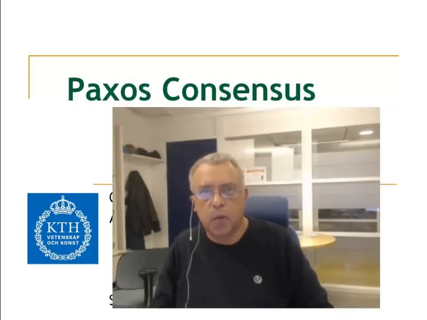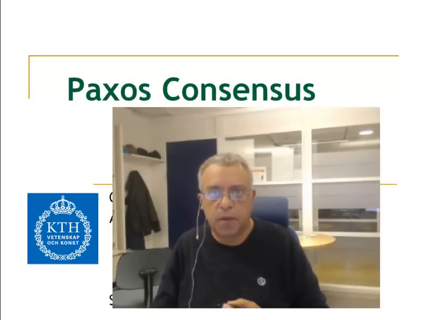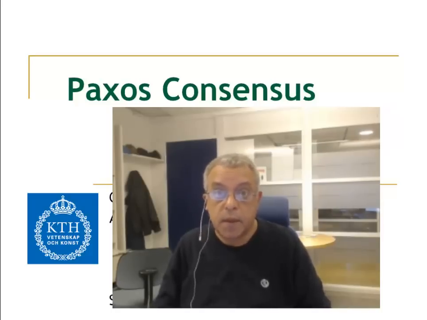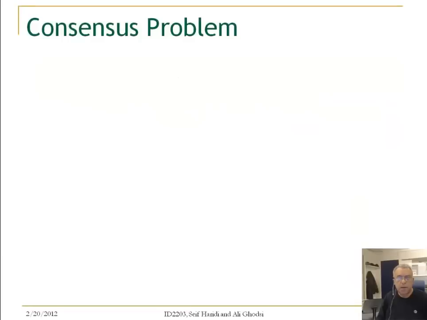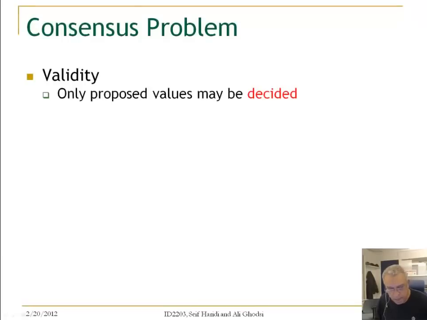We will talk about one of actually the most important algorithms in distributed systems, which is the Paxos algorithm for achieving consensus. So again, let us remember the consensus problem.